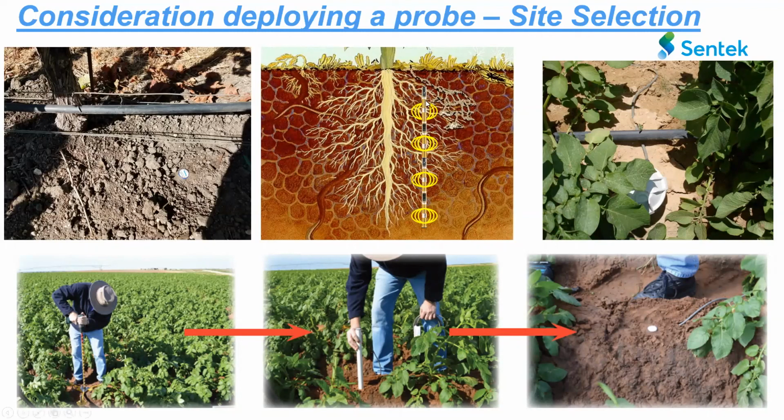In regards to the root zone, the probe should be installed adjacent to the root zone, in the most representative water extraction sphere, what we call the sphere of influence. And then again, the installation method is pretty straightforward, using a tapered auger and so forth.